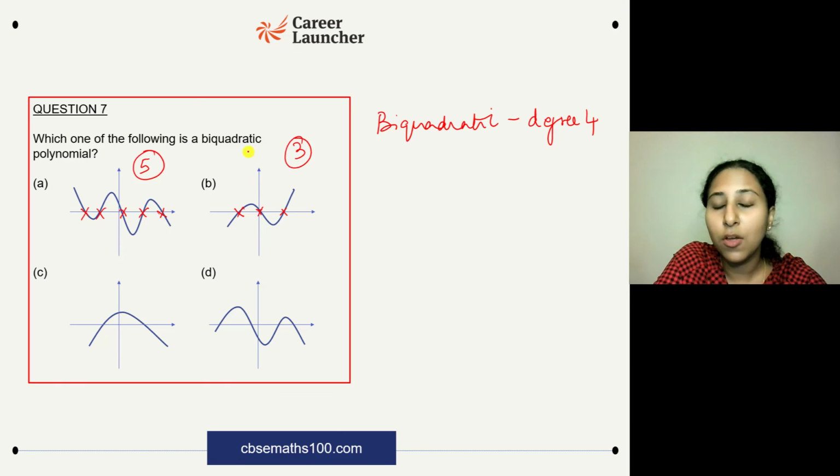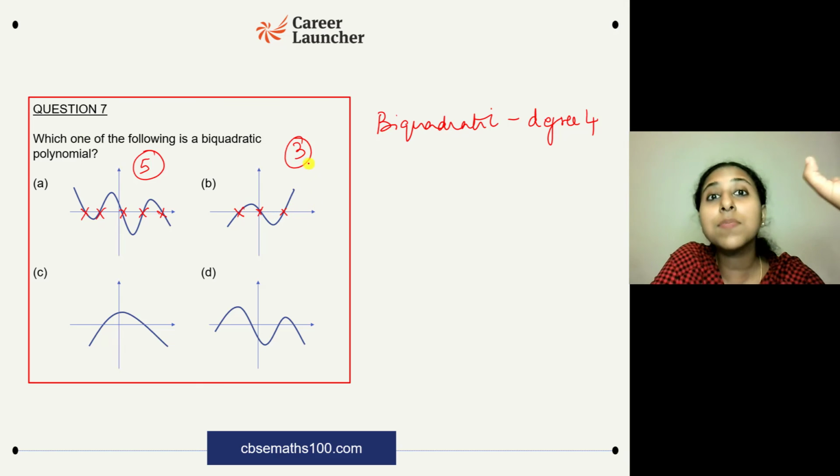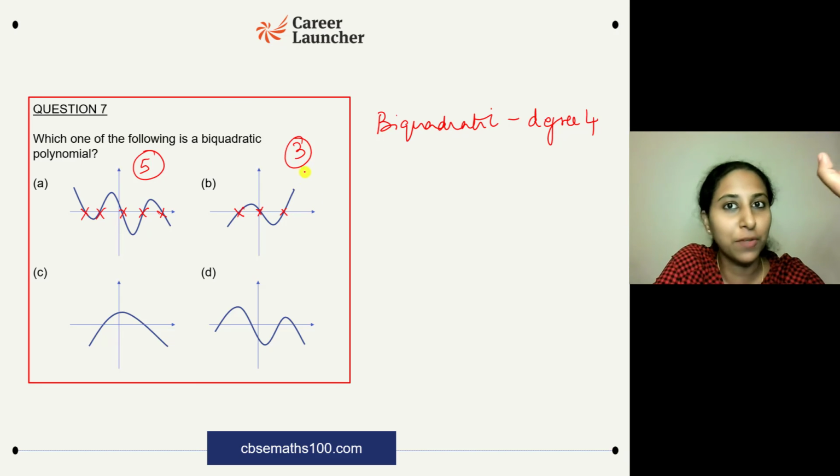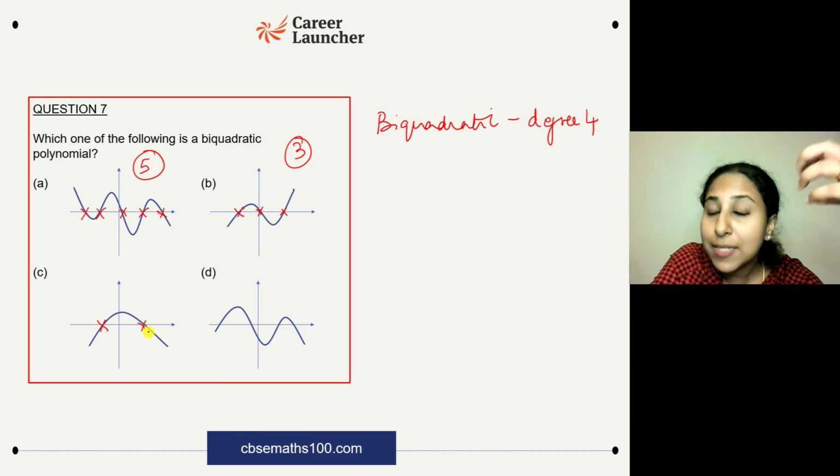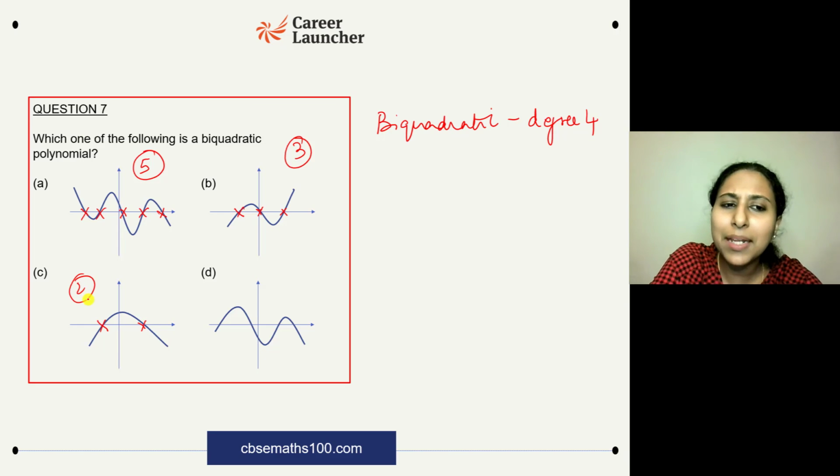Now, it is possible for a biquadratic, that means a degree 4 polynomial, to have 3 zeros. That is a possibility. But going by the shape, and the fact that it has 3 points of intersection with the x-axis, this is most likely to be a cubic polynomial of degree 3. The next one, if we look at the number of zeros over here, you're having 1 zero here and a second zero over here. Again, it is possible that a biquadratic degree 4 can have 2 zeros, but going by the shape, it looks like most likely a quadratic since it's parabolic.